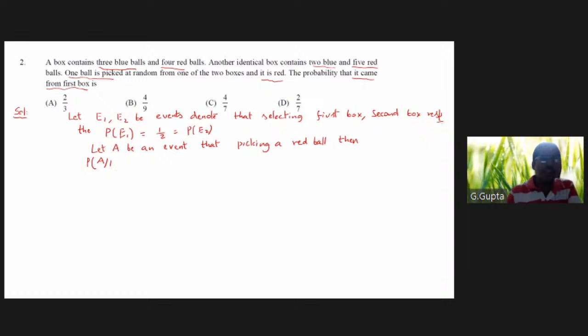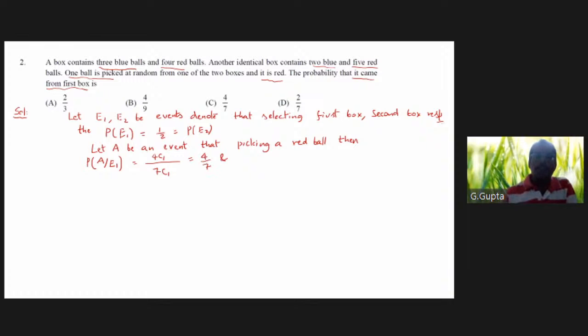P of A given E1. What does it mean? The probability of event A after the occurrence of event E1. That means after selecting the first box, we pick a red ball. In the first box, total balls are 7, and one ball can be picked in 7C1 ways. Which ball? A red ball. There are 4 red balls, so one red ball can be drawn in 4C1 ways. So the probability is 4C1 by 7C1, that is 4 by 7.